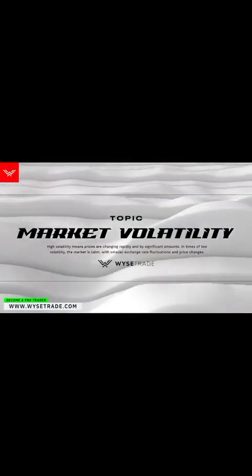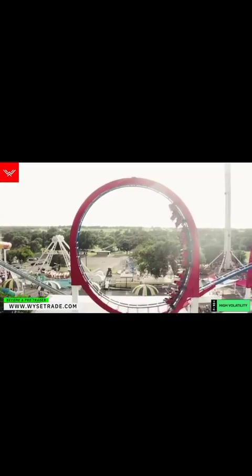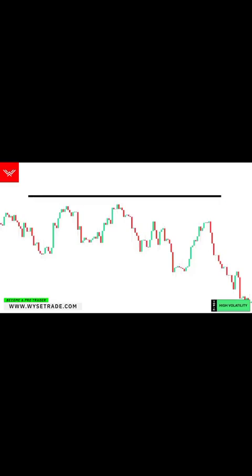Market volatility. High volatility means prices are changing rapidly and by significant amounts, like a crazy roller coaster ride with sudden drops and steep climbs. Notice the drastic and wide swings of price, which signals high volatility and means that there is more risk for your trades, but also more reward.